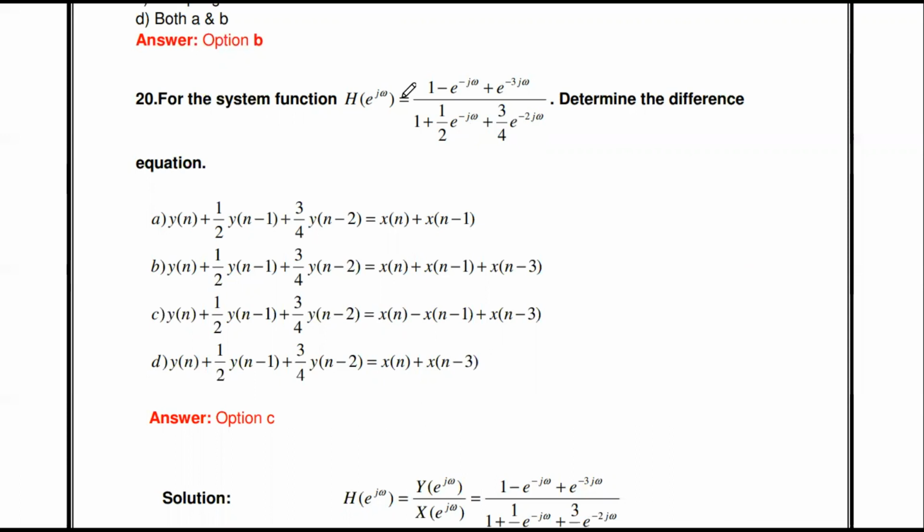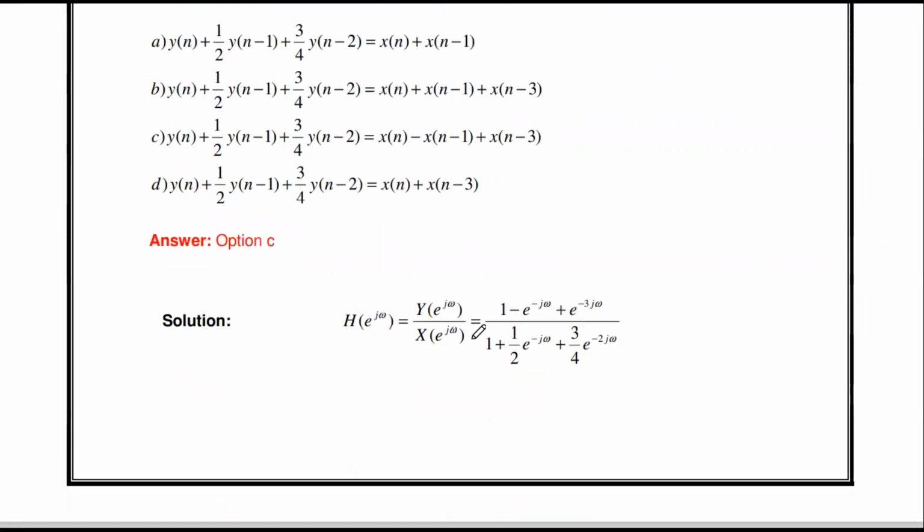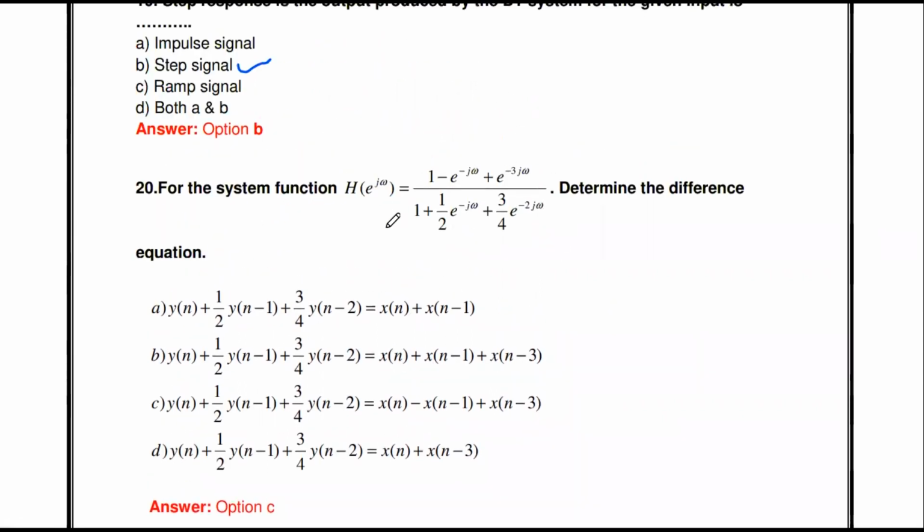Or it can be defined as capital Y of e power j omega by capital X of e power j omega. What is capital Y of e power j omega? DTFT of the output divided by DTFT of the input. It is called the system function. So this system function is given. We have to determine the difference equation.